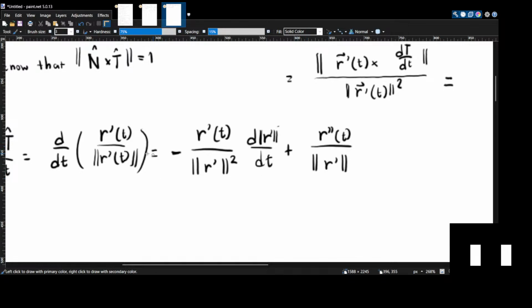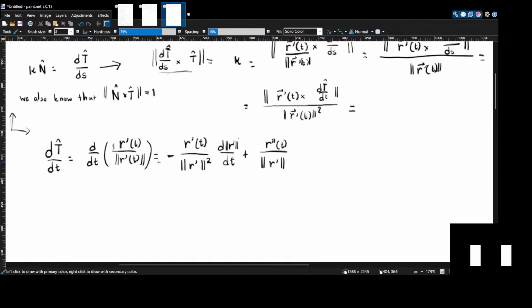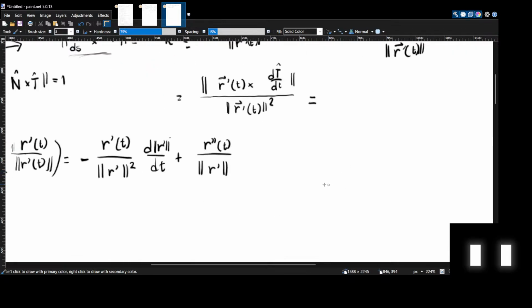You take the derivative of the first term, which is 1 over absolute r, 1 over r prime. You take the derivative while keeping the second term intact. And then you take the derivative of the second term, giving us r double prime, while keeping the other term intact. So that's that.